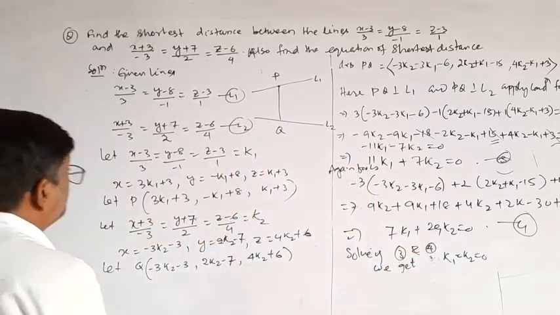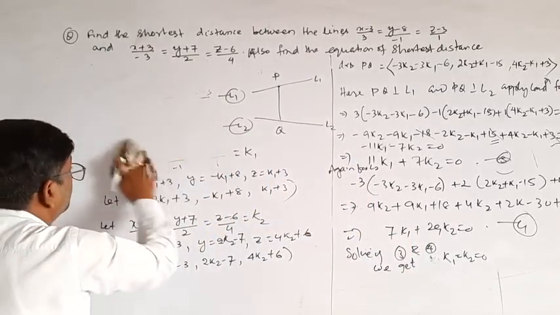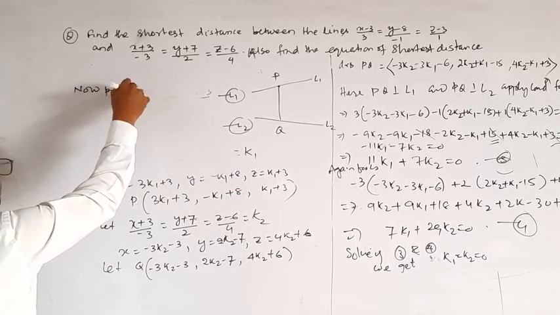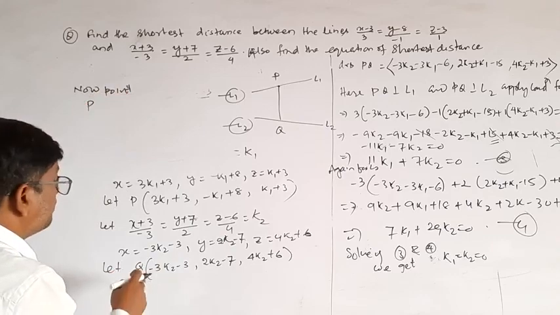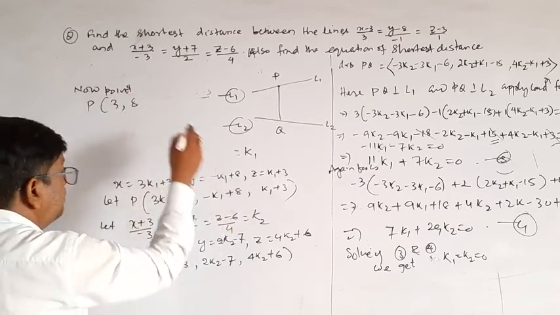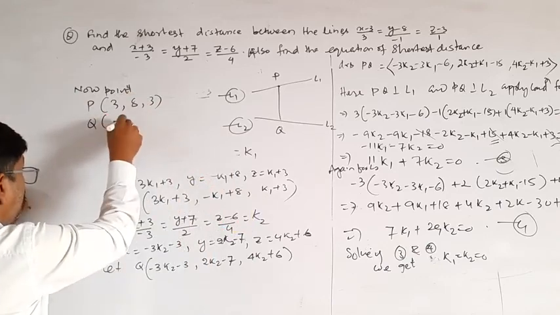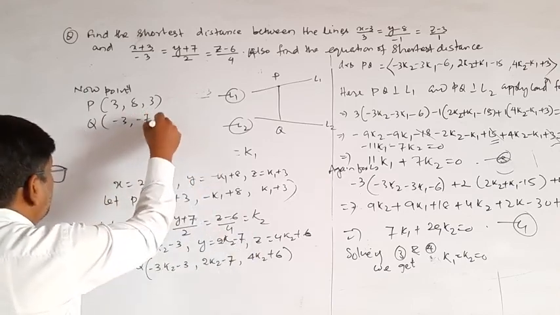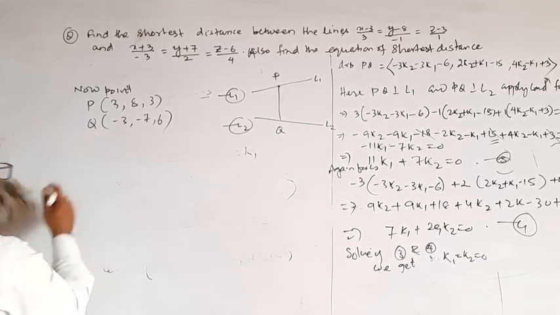The point P is, putting the value 0, point P is 3, 8, 3, and point Q is minus 3, minus 7, 6. So distance of PQ is what? Apply the distance formula.